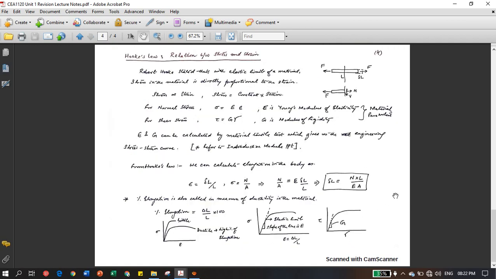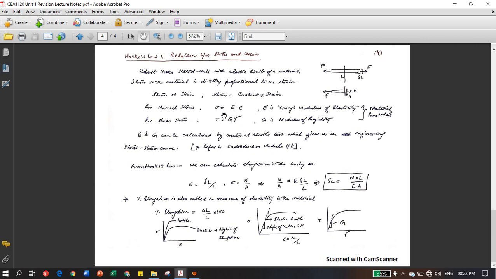What is Hooke's law? Hooke's law was given by Robert Hooke, and it states that within the elastic limit, the value of stress at a particular point in the material is directly proportional to the value of strain in the material. This can be given as sigma equals E times epsilon. What is E?